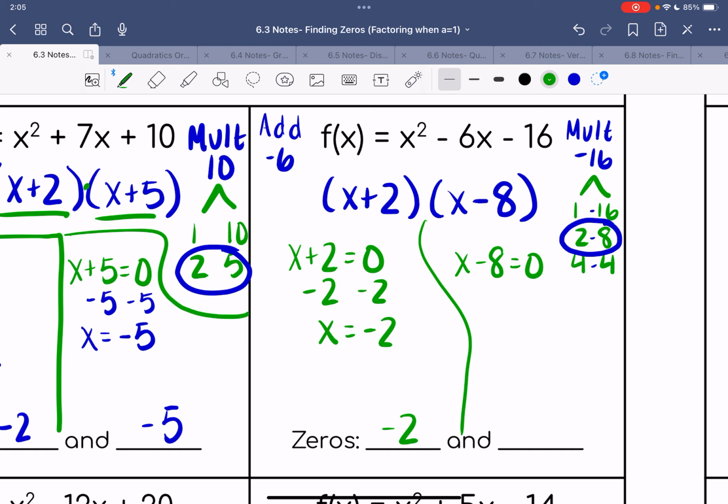To solve x minus 8 equals 0, I need to add 8 to both sides. 0 plus 8 is 8. So I get that x equals positive 8. That's one of my zeros.